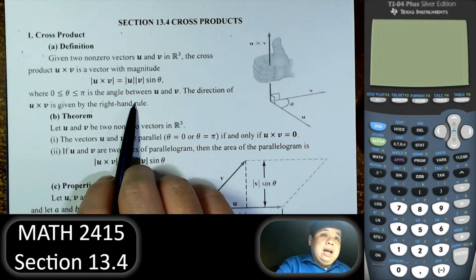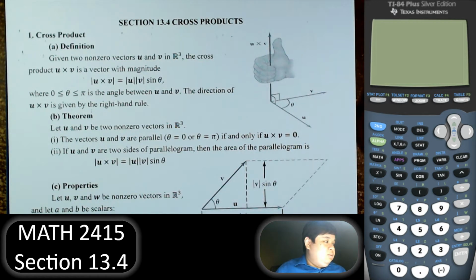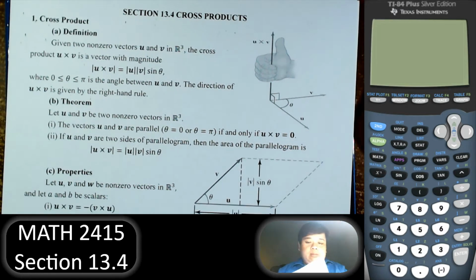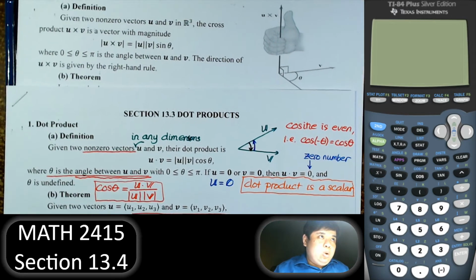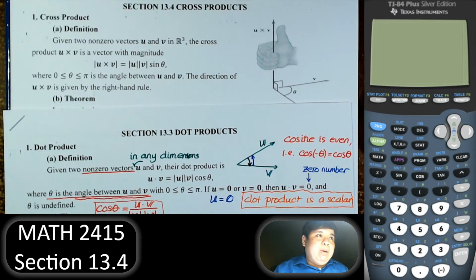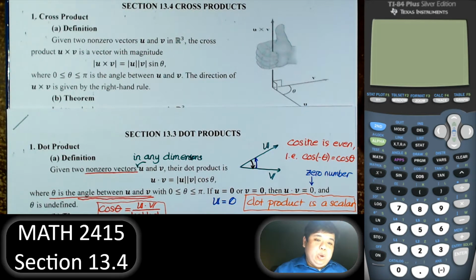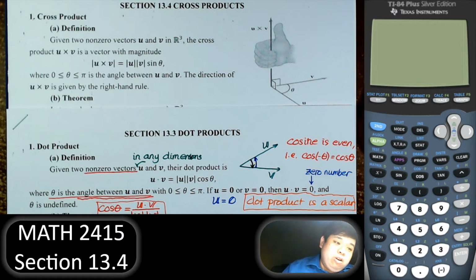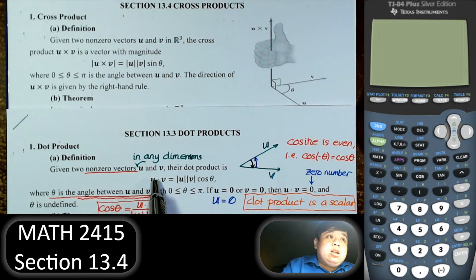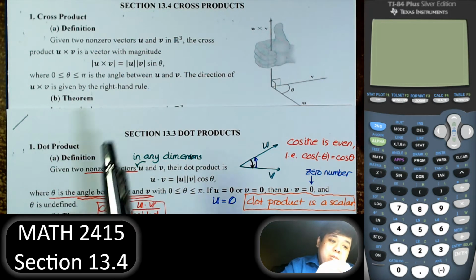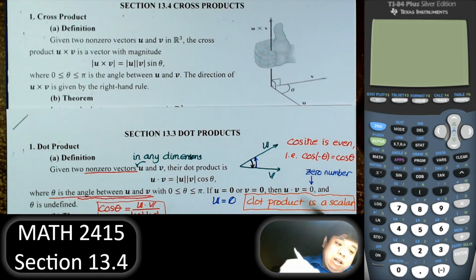So that is a lot different from the definition of the dot product. I have the definition of the dot product earlier, so let's find the difference between the two. First of all, in the definition, given two non-zero vectors u and v, in the dot product the dimension doesn't matter, but in the cross product it has to be in R3.